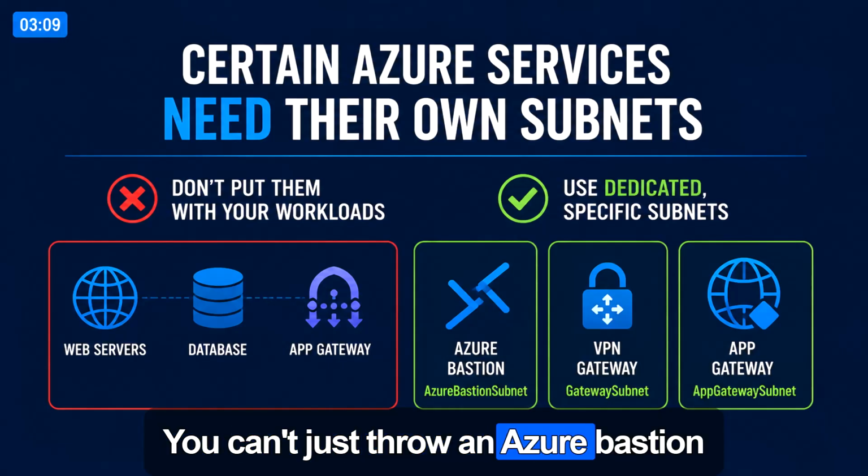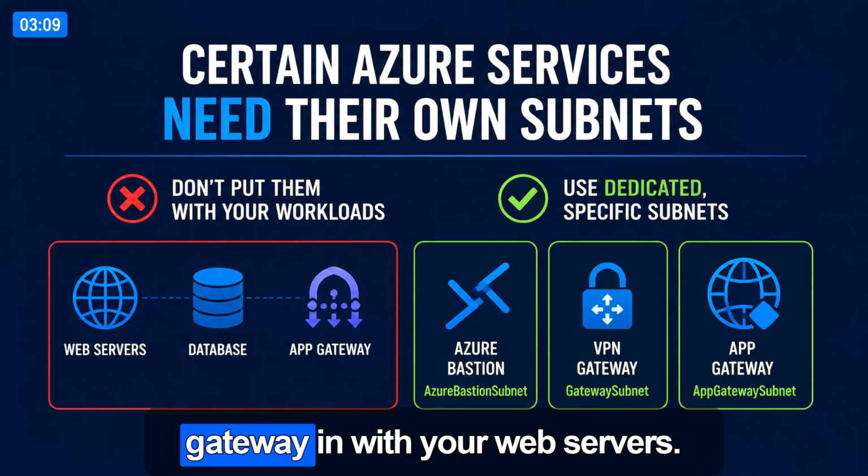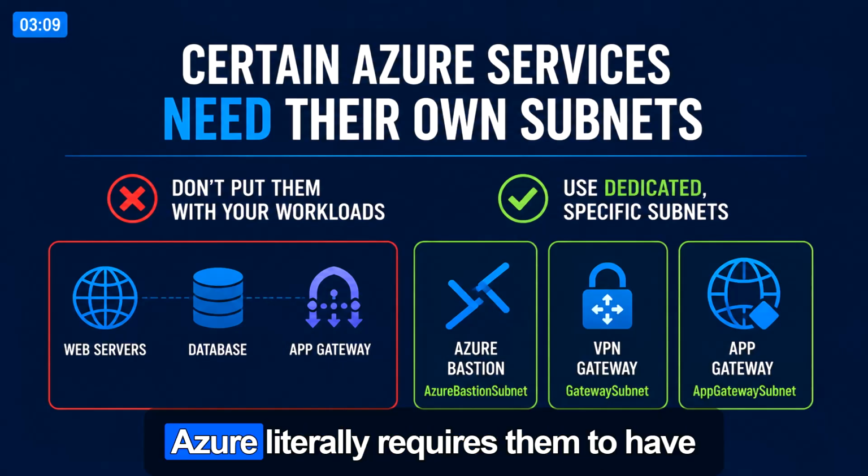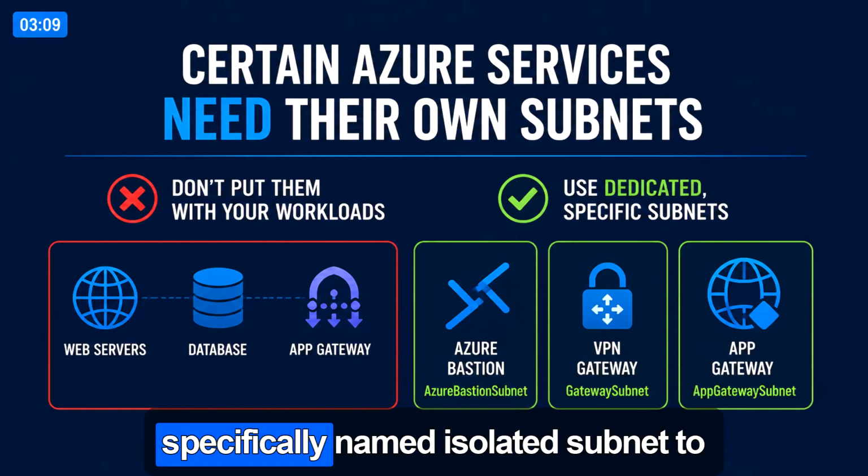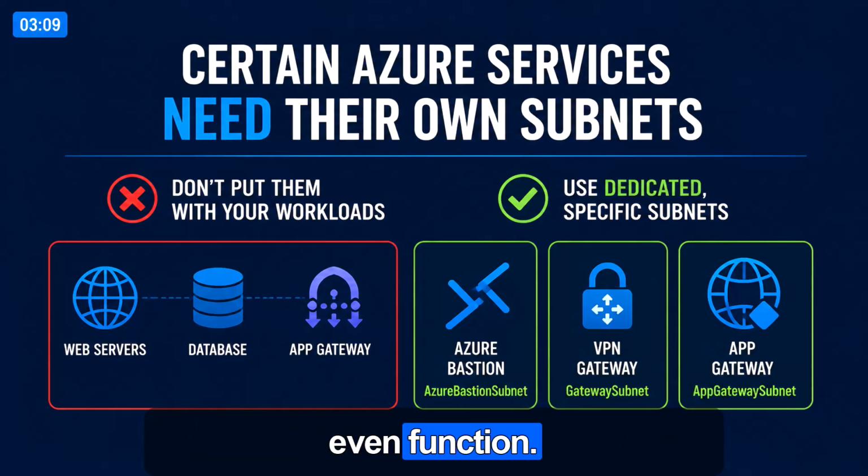Another hard rule: certain Azure services demand their own completely dedicated subnets. You can't just throw an Azure Bastion host, a VPN gateway, or an app gateway in with your web servers. Azure literally requires them to have specifically named isolated subnets to even function.